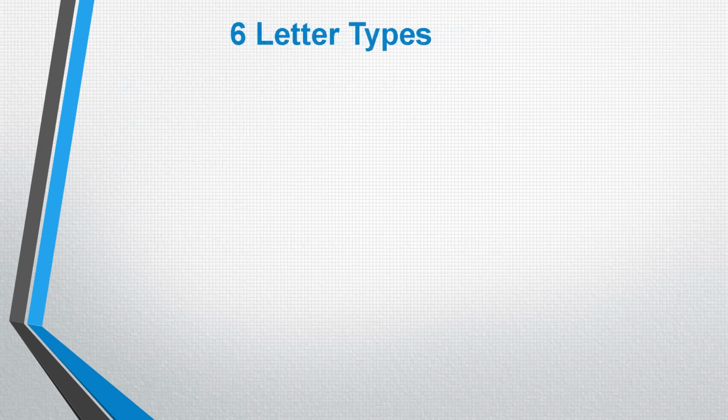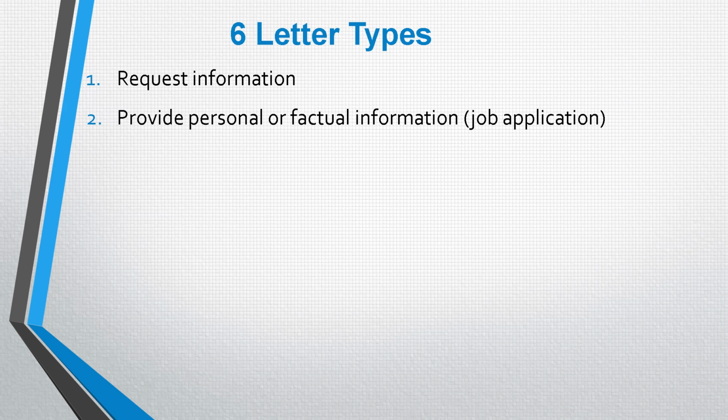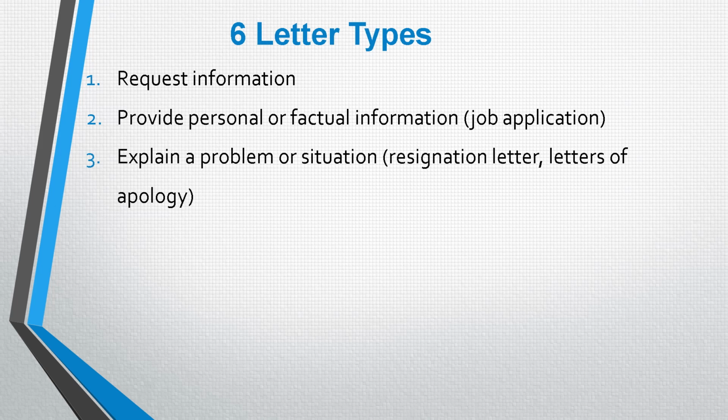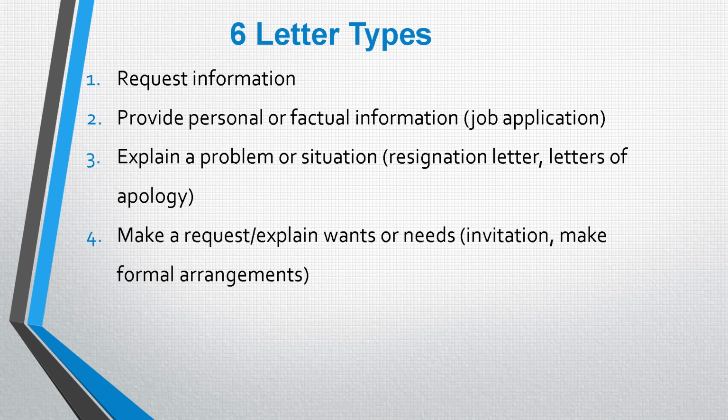There are 6 basic types of letter that you could be given as part of your test. The first type is where you have to write a letter that requests information. The second type is where you provide personal or factual information, as in a job application. The third type is where you have to explain a problem or situation. This may be something like a resignation letter or a letter of apology. The fourth type is where you make a request or explain wants or needs. This could be an invitation or a letter trying to make formal arrangements.